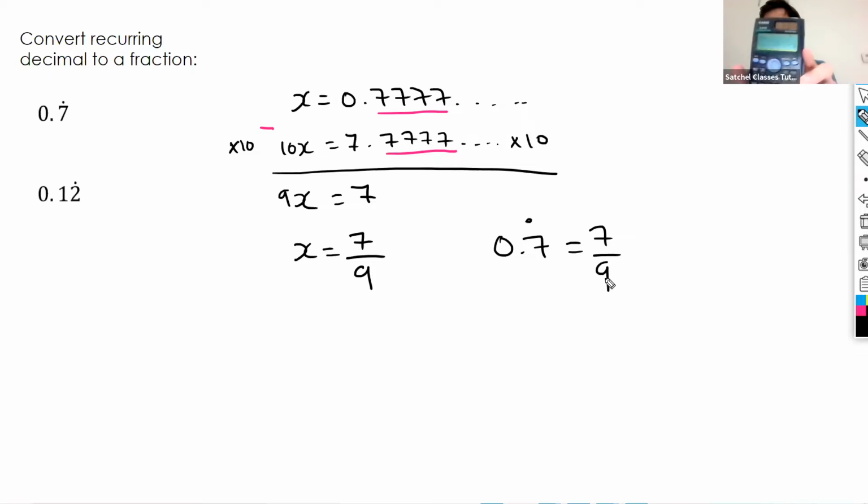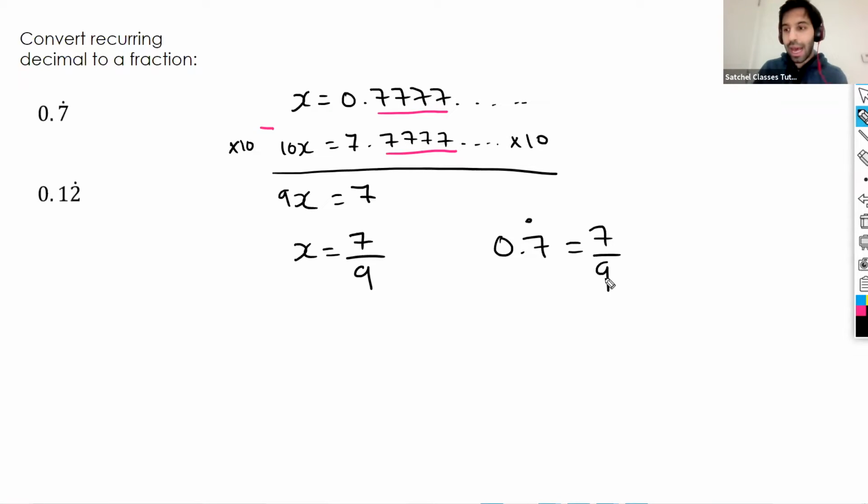So 7 divided by 9, if I press the SD button on the calculator, is going to give me 0.7777, and then we have an 8 at the end. That's because calculators tend to round up. But what this actually means is that we have 0.77 recurring.